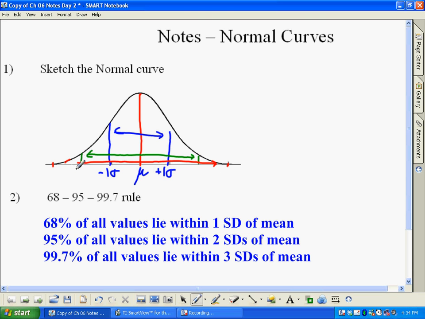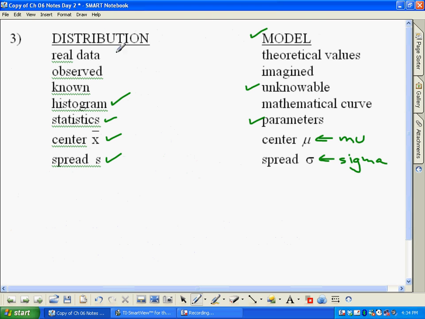This would be minus 2 sigma, and this would be plus 2 sigma. And finally over here, this would be minus 3 sigma, and this would be plus 3 sigma. Typically in our class, it's nice if you can do an actual distribution and get data on a class or a school, but generally we're talking about a model for all people, for all things, and in that case we're going to use mu and sigma instead.